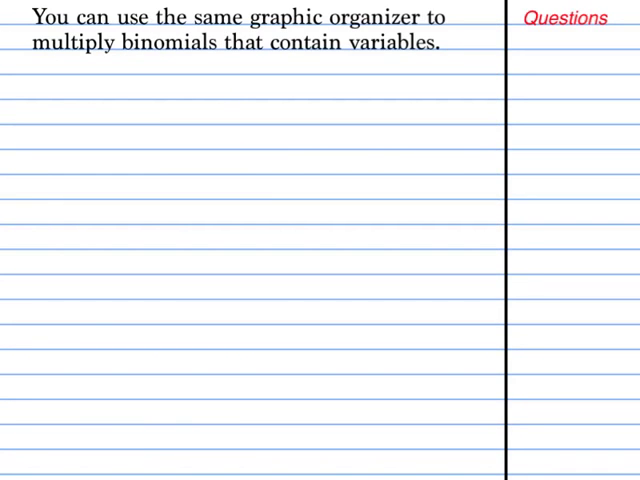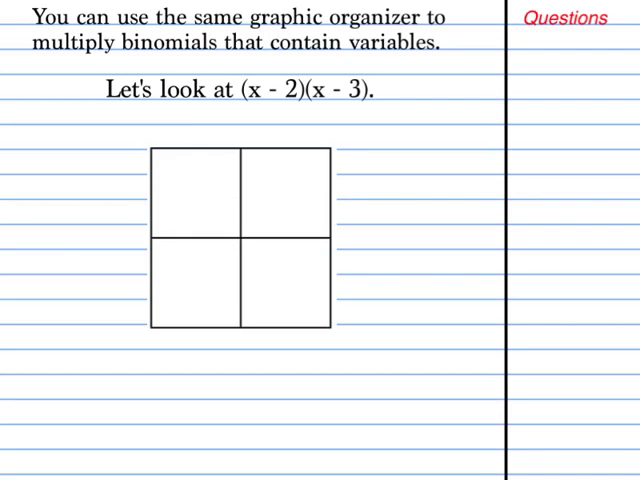So I'm going to use those same graphic organizers on the previous page to help me multiply binomials that are going to contain variables and not just numbers. So here I have x minus 2 times x minus 3. And I'm going to use this graphic organizer to help me multiply these two binomials. Now the reason I'm calling them binomials is this is a binomial because it has two terms, binomial, two terms.